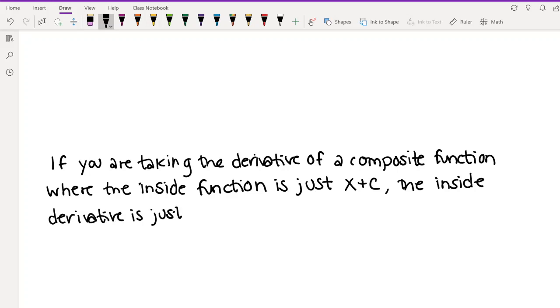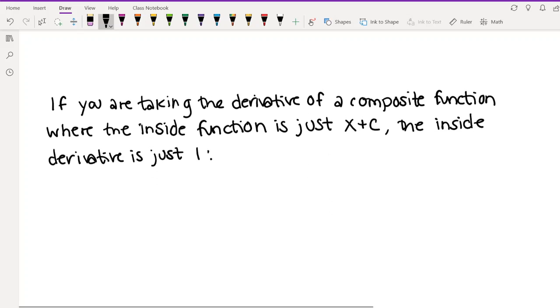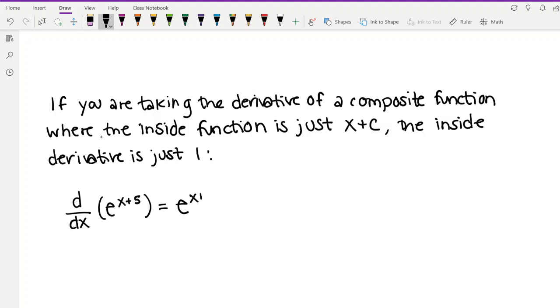So why am I telling you this? Well, let me give you a few examples. If you were trying to take the derivative of e to the x plus 5, the derivative would just be e to the x plus 5, because you would use the chain rule, but multiplying by the inside derivative would just be 1. So you would just say, oh, it's just e to the x plus 5.